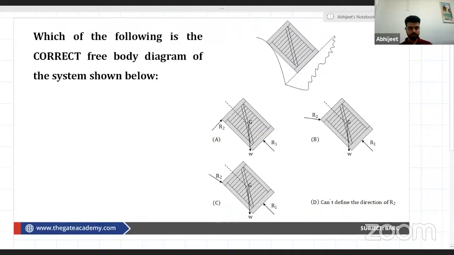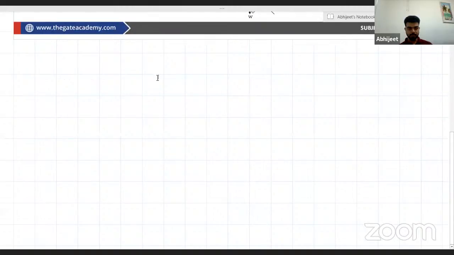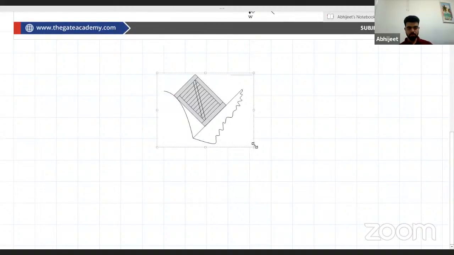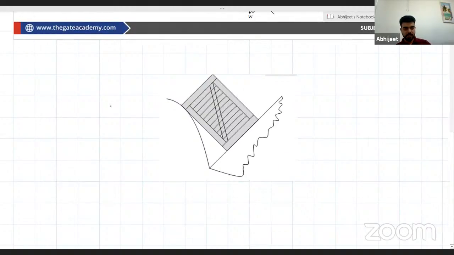If I try to make it a free body diagram, we can observe that there is a sharp point and a curve. The rule for writing a reaction is that if both the surfaces are flat, then the reaction is perpendicular to that surface. That's it. So here one reaction will be there.